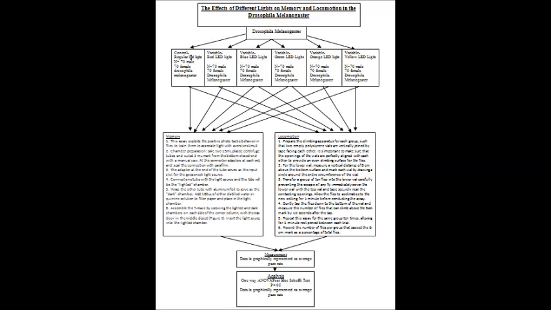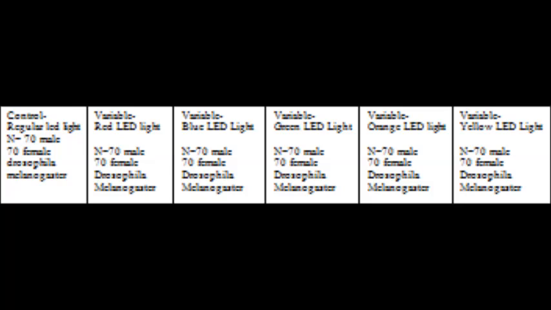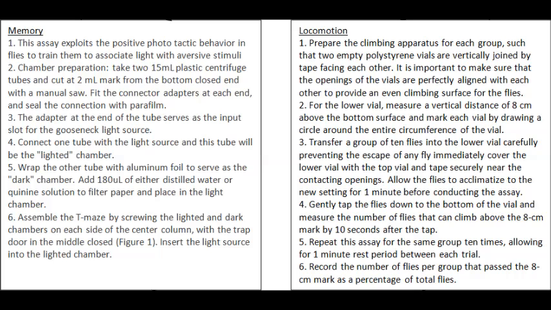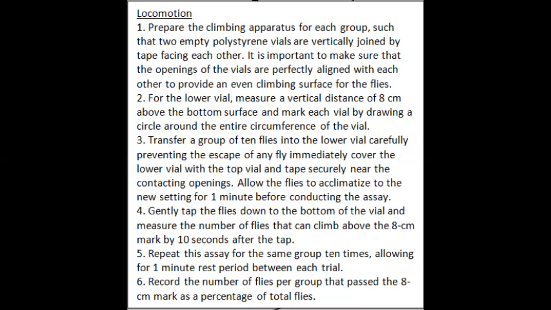For this experiment, there are going to be different lights being used. These are the lights that will be used in the experiment. There is a control clear LED light, a red LED light, a blue LED light, a green LED light, an orange LED light, and a yellow LED light, which will all be used as variables. Then there are the two procedures.